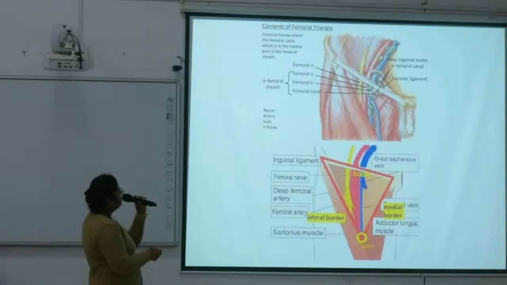Here, this is sartorius, here is the adductor longus. So here these two boundaries, lateral and medial, are meeting and forming the apex, and this is the inguinal ligament forming the base of the triangle.